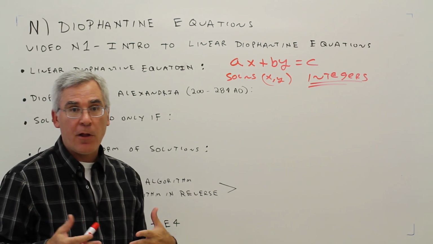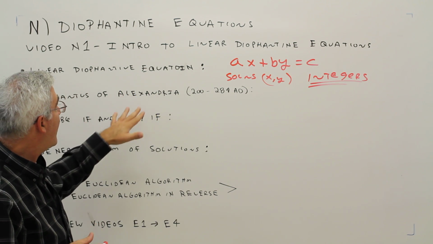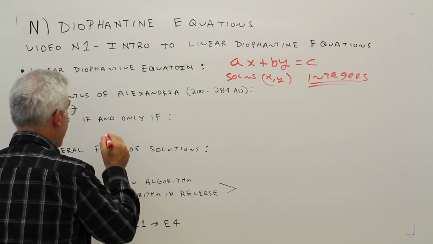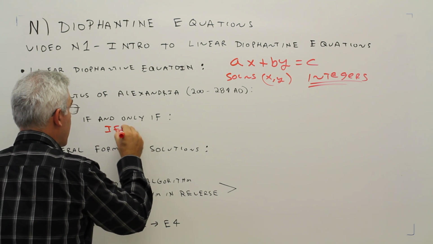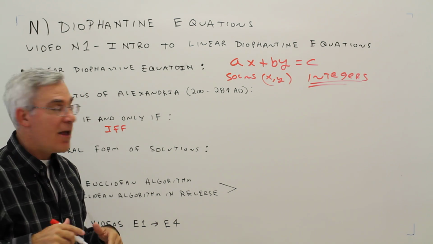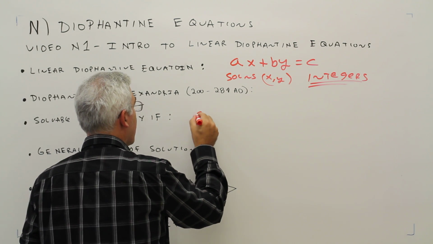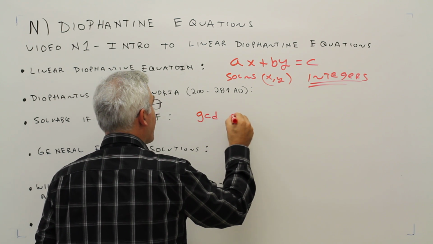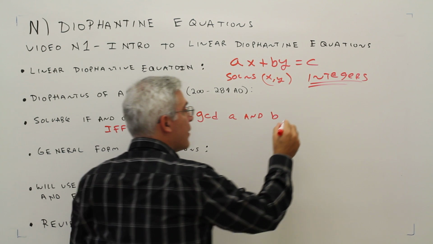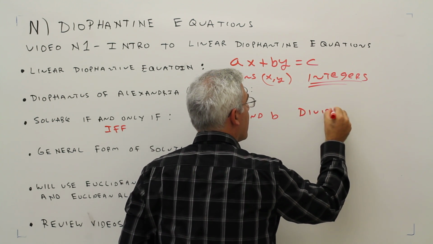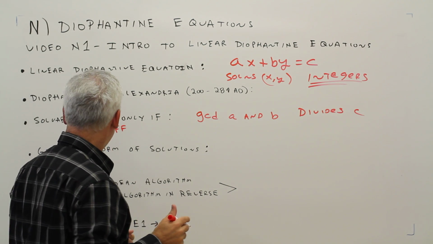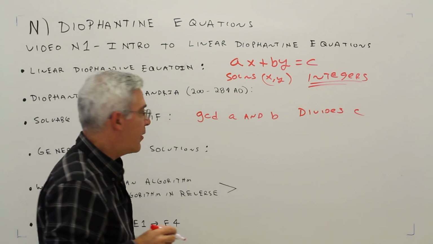First of all, these Diophantine linear equations are solvable if and only if, you'll find IFF stands for that in later math classes, if and only if the greatest common divisor of a and b divides c. And I'll give you an example. I'll write it here and then erase it.